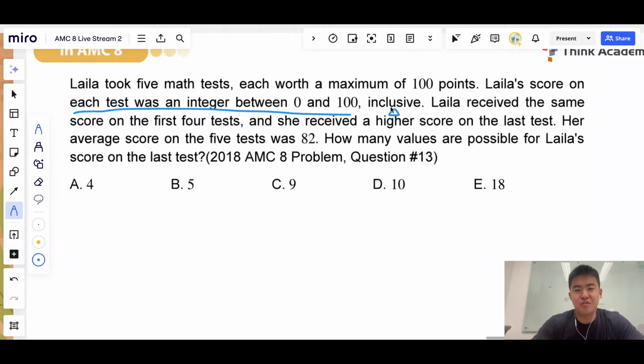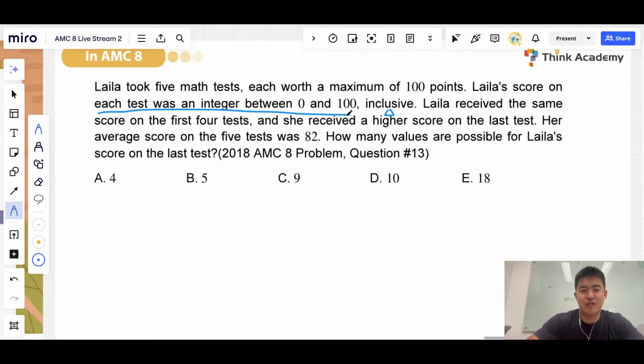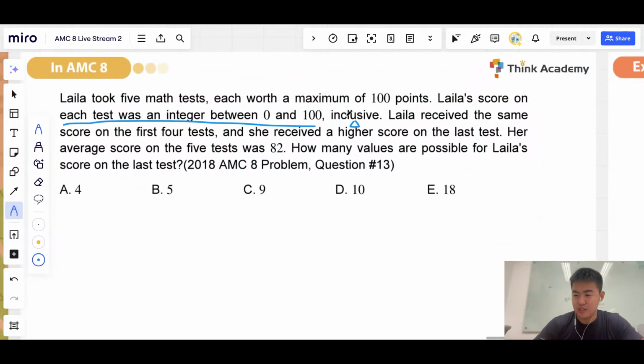And what does inclusive mean here? Inclusive means that we can take 0 and 100 as possible values for a test taker's score. So let me highlight that. This means 0 and 100 are included.